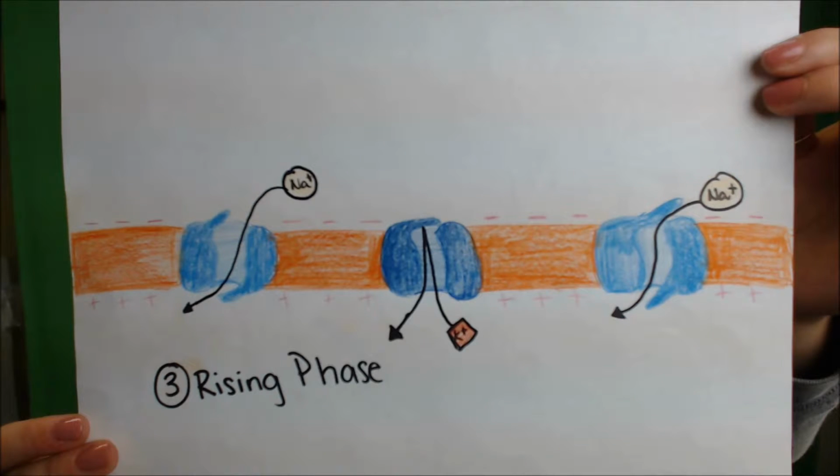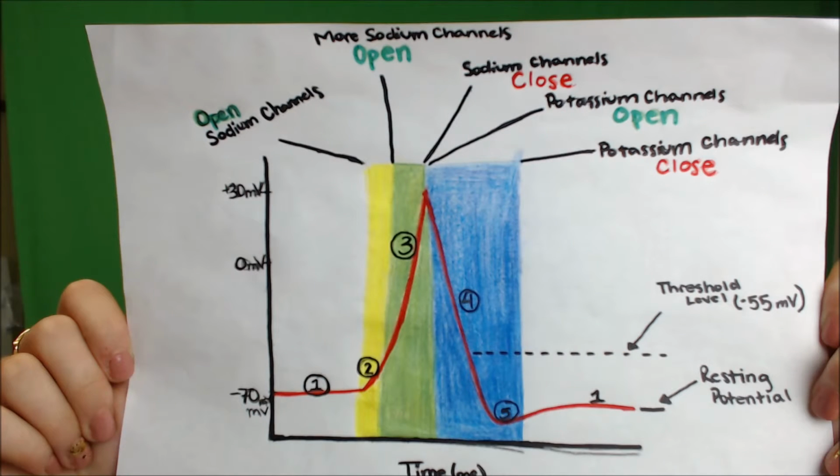The third phase is the rising phase. During the rising phase, the activation gates on most sodium channels are open, while the potassium channel activation gates remain closed. Sodium influx makes the inside of the membrane positive with respect to the outside.